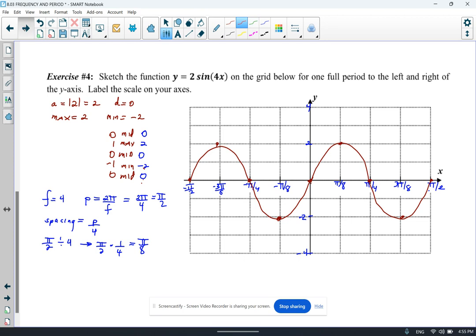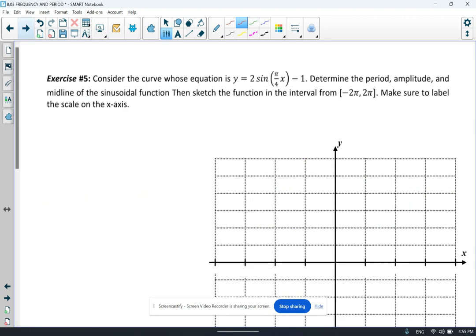Okay, now let's go through example 5. And even though the problem looks different, it's essentially the same thing as what we just did, just we're adding a vertical shift. So we have this equation 2 sine pi over 4x minus 1. And we want to determine the period, the amplitude, and the midline of this sinusoidal function, a trig function. And then we want to sketch it.